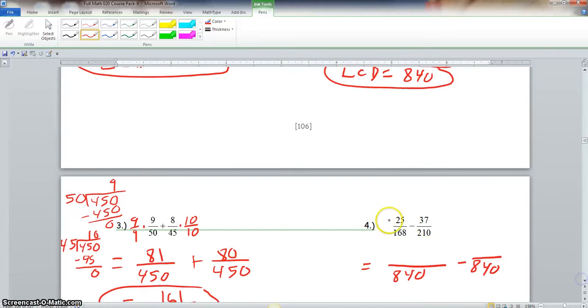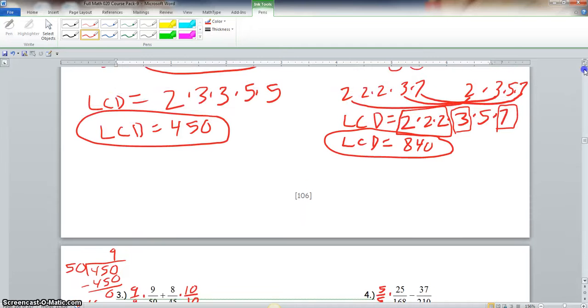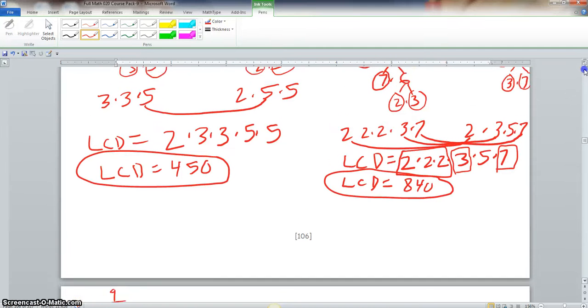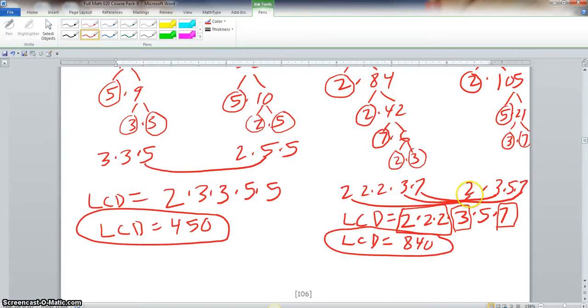So with the 168, we'll multiply the numerator and denominator by 5. So 5 times 168 is 840. 5 times 25 is 125. Now we go back up here. We look here at the 210. Now with 210, we had these numbers here. We had 2, 3, 5, and 7.